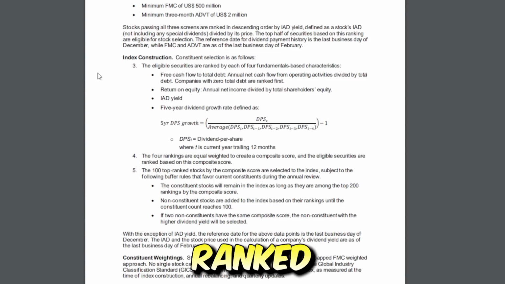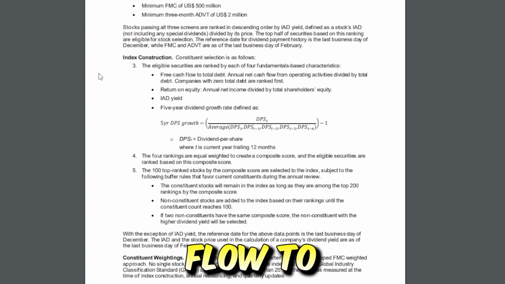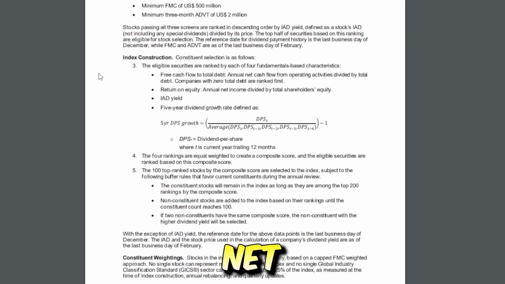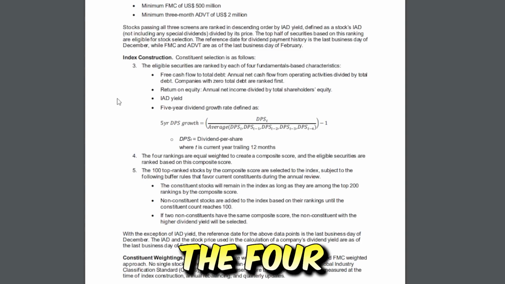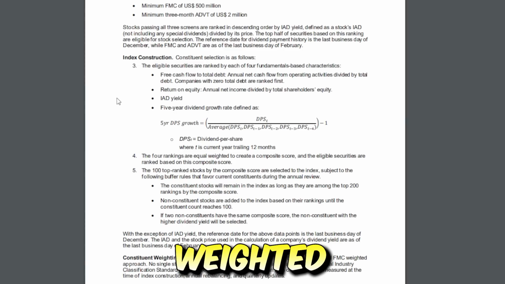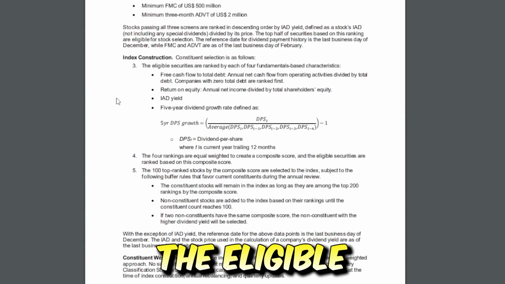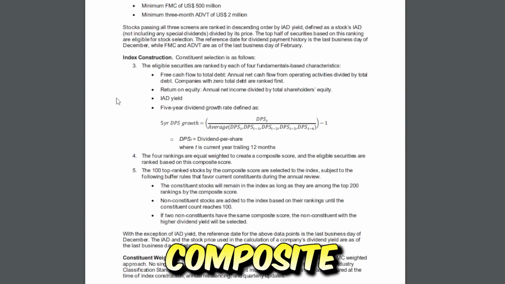The eligible securities are ranked by each of 4 fundamental base characteristics. Things like free cash flow to total debt, annual net cash flow from operating activities divided by total debt. Companies with zero total debt are ranked first. Then return on equity, annual net income divided by total shareholder equity, then IAD yield, and then 5-year dividend growth rate, defined as this equation below. It then says the 4 rankings are equal weighted to create a composite score, and the eligible securities are ranked based on the composite score.